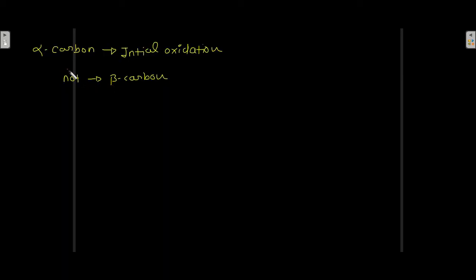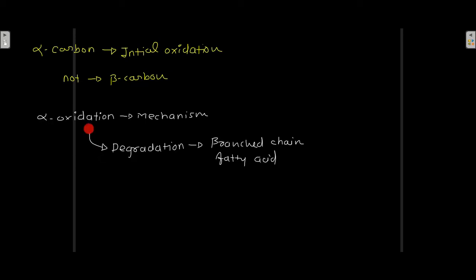Now in this case, during alpha oxidation, the alpha carbon undergoes initial oxidation and not the beta carbon, and that is the reason why this process is known as alpha oxidation, because the alpha carbon is undergoing the initial oxidation. Alpha oxidation is a mechanism for degradation of branched chain fatty acid. If you want to degrade the branched chain fatty acid, then you apply the alpha oxidation mechanism to it.